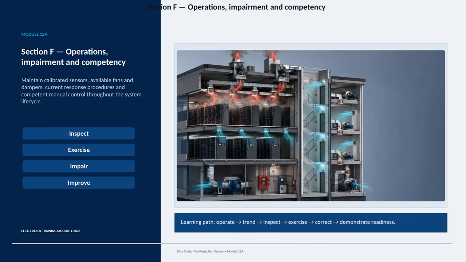The broader learning path is operate, trend, inspect, exercise, correct, and demonstrate readiness. That sequence connects daily operation with evidence of performance. In practical terms, the goal is to know not only that the system exists, but that it remains functional, understood, and ready to respond when the situation requires it.